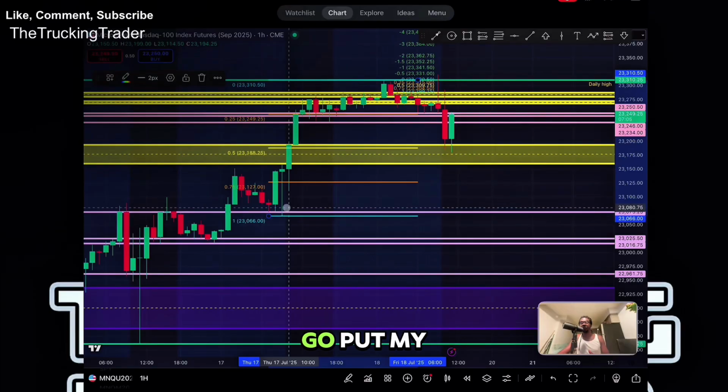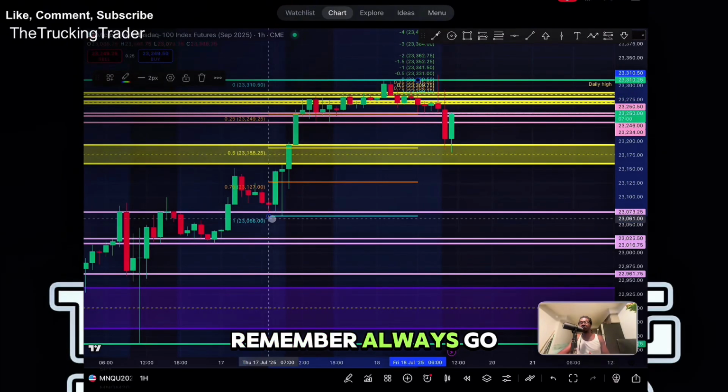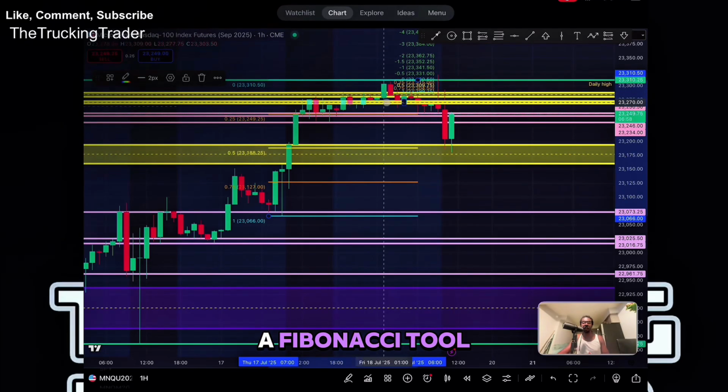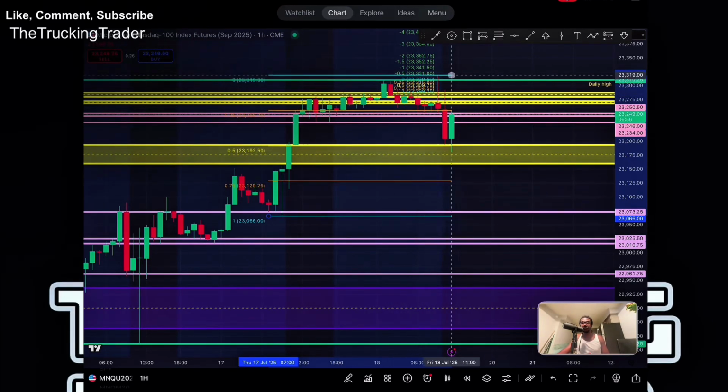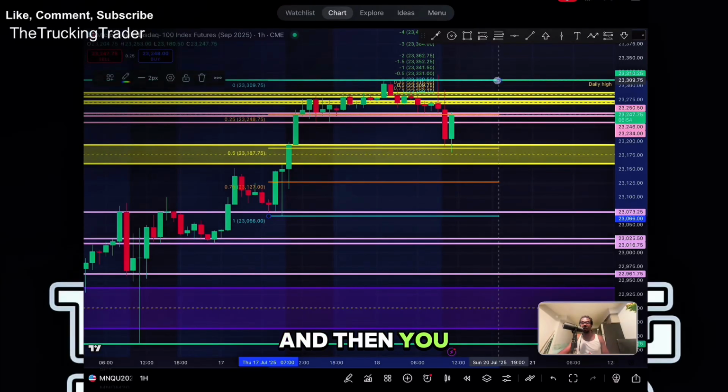So I'm going to put my Fibonacci tool from swing low to swing high. Remember, always go left to right when you're using the Fibonacci tool. Always go from left to right. And then you guys can see right there, boom, we came below this 1 hour fair value gap, touched into that, and then we had a reaction, right? So that is where price is currently at.